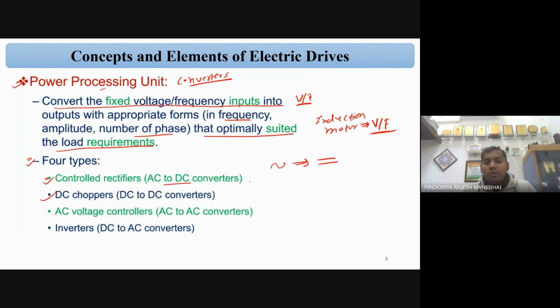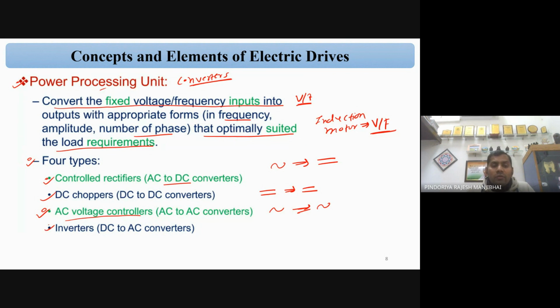DC to DC, the chopper. Suppose you have a DC supply, again you have to convert it into DC supply, correct? So we can say the regulated DC supply. So that is a DC chopper. Then the AC voltage controller, also we can say the cyclo converter. Okay, AC voltage controller. So we have an input that is AC, again we have to convert into AC, so we can control the amplitude of the AC voltage. So that is also the cyclo converter.